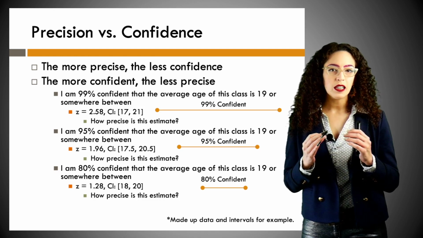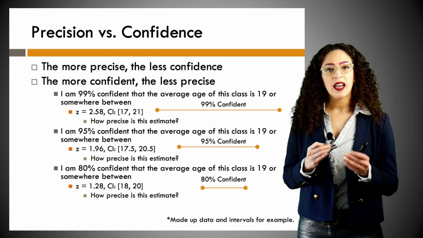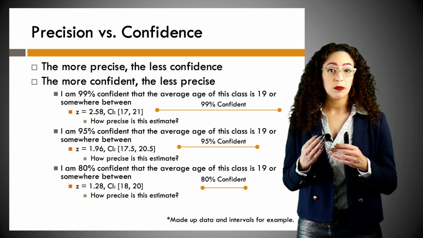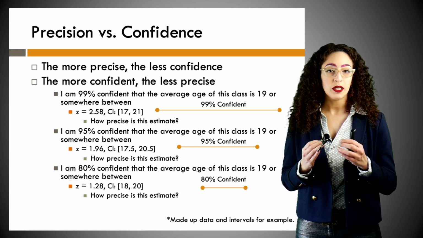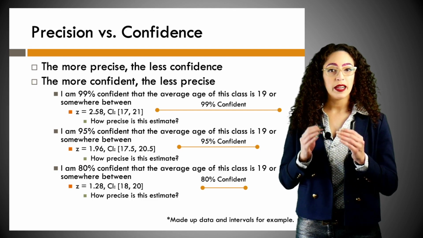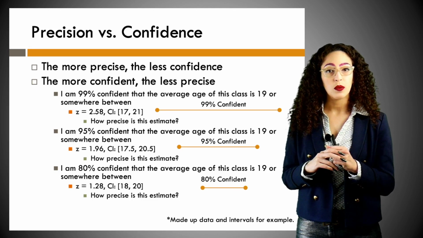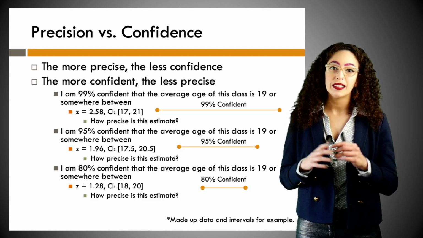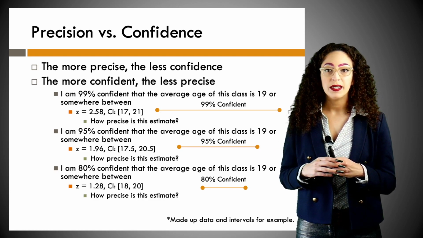Now let's lower the confidence just a little bit. If I am now 95% confident that the average age of this class is 19 or somewhere between 17.5 and 20.5, notice how my confidence interval got a little bit more narrow. It's a little bit more precise, but my confidence has gone down from 99 to 95.